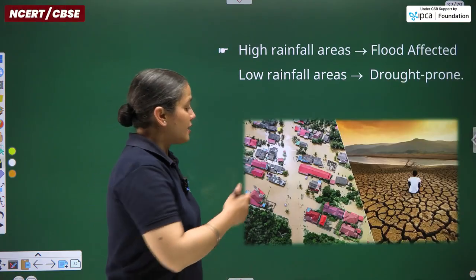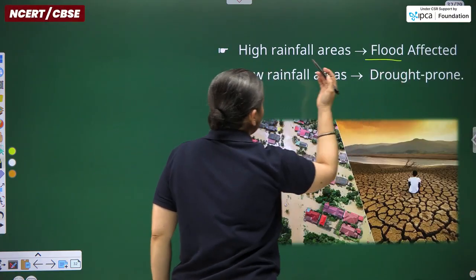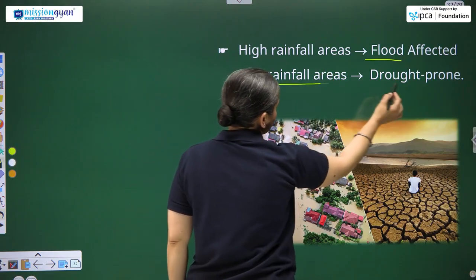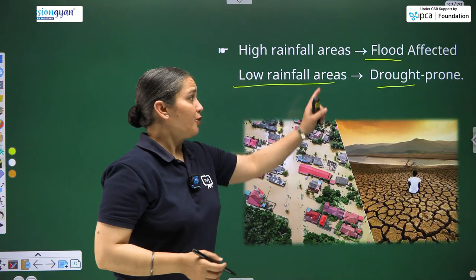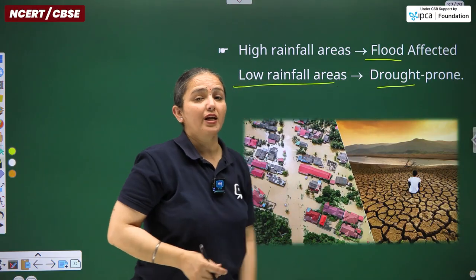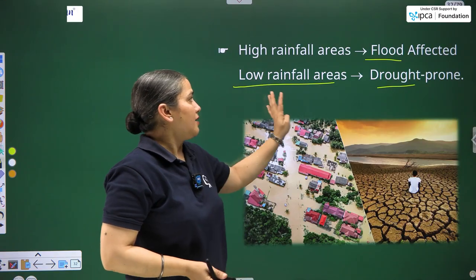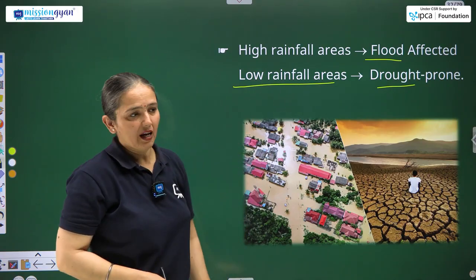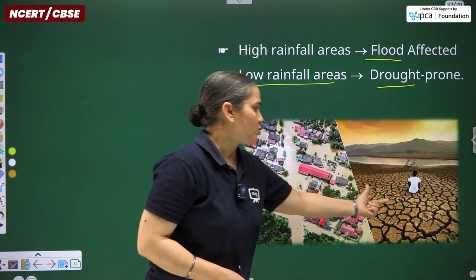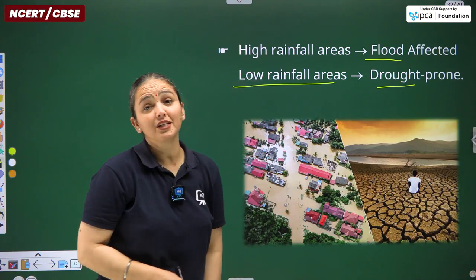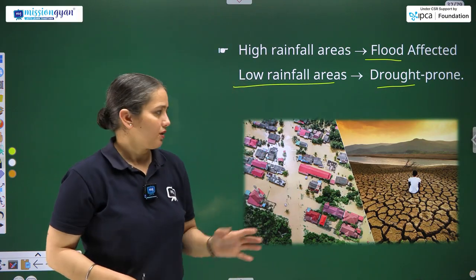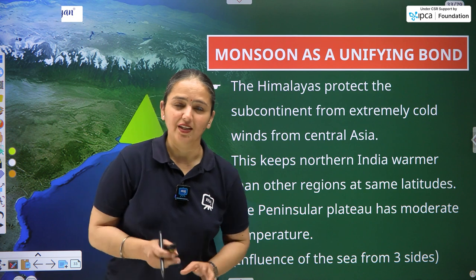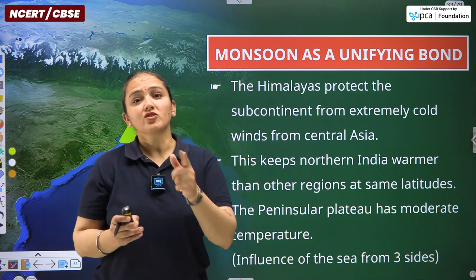High rainfall areas experience floods, and low rainfall areas experience droughts. So drought prone areas and flood prone areas are the low and high rainfall receiving areas, as the floods and droughts are shown with the help of these two images. I hope it is quite satisfying. So that was all about the distribution part.